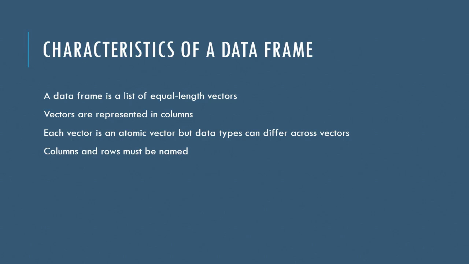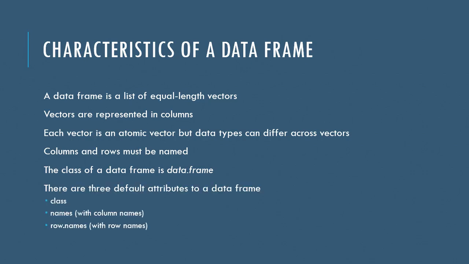Columns and rows must be named. The class of a data frame is data.frame. And there are three default attributes to a data frame: class, names with the column names, and row.names with the row names. The easiest way to think of a data frame is to envision a spreadsheet.